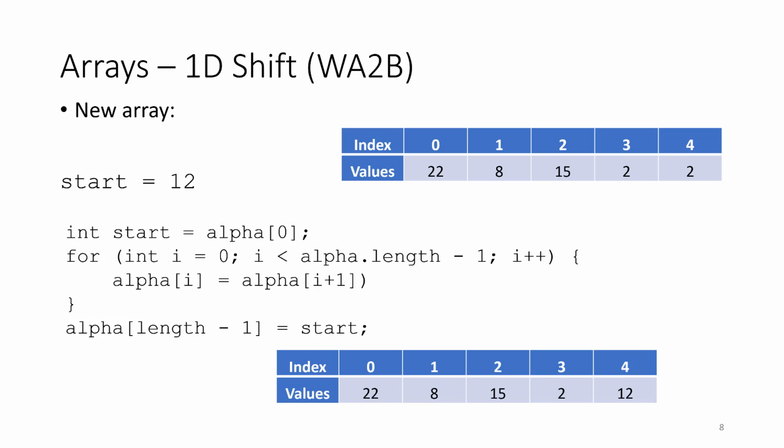The last statement of the code says alpha[length - 1] gets start. This puts the value that's in start, 12, into alpha[4]. Notice that we have shifted all of the values to the left by 1 and placed the initial value at the end. That is the end.